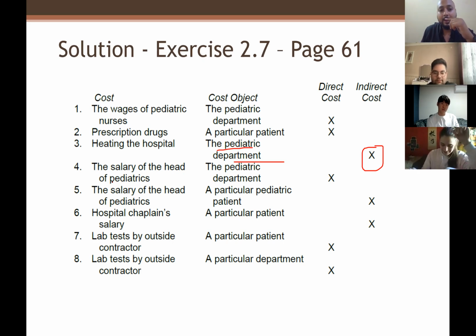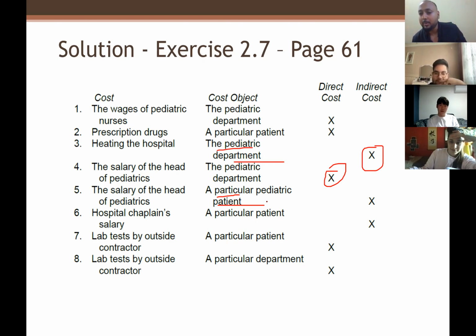The salaries of the head of pediatrics, the pediatric department, of course, the department has only one head. Its salary is quite obvious, it's direct. The salary of the head of pediatrics based on a particular patient, indirect, because the heads of the departments are not paid based on one patient. It has a fixed salary and that's it. And department wise, that's it. Right?